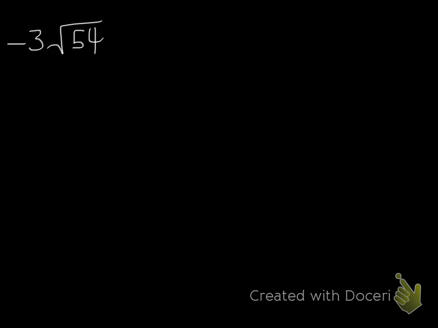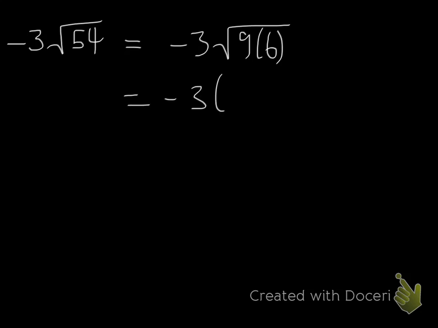We would wish to express this as a mixed radical. So we factor the radicand into a perfect square, the largest factor that's a perfect square, in this case 9. 9 comes out as a 3, minus 3 times 3 on the outside. Root 6 is left on the inside. Minus 9 root 6.